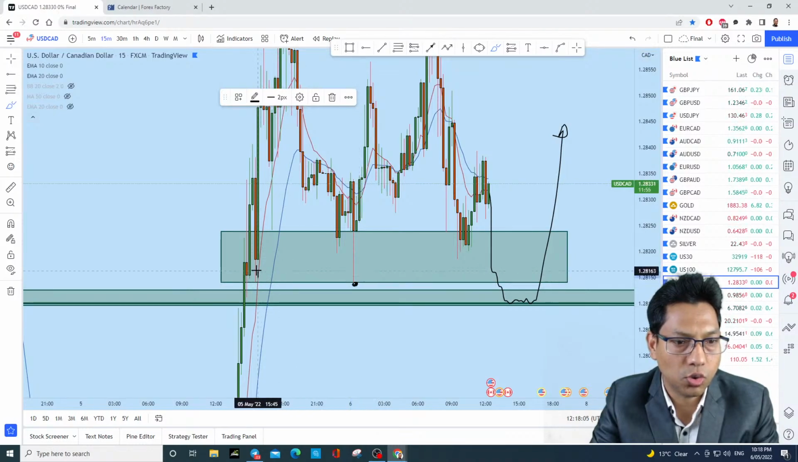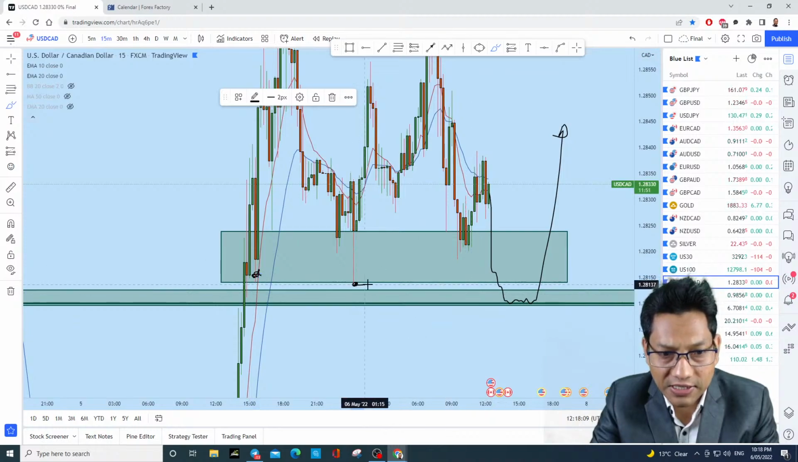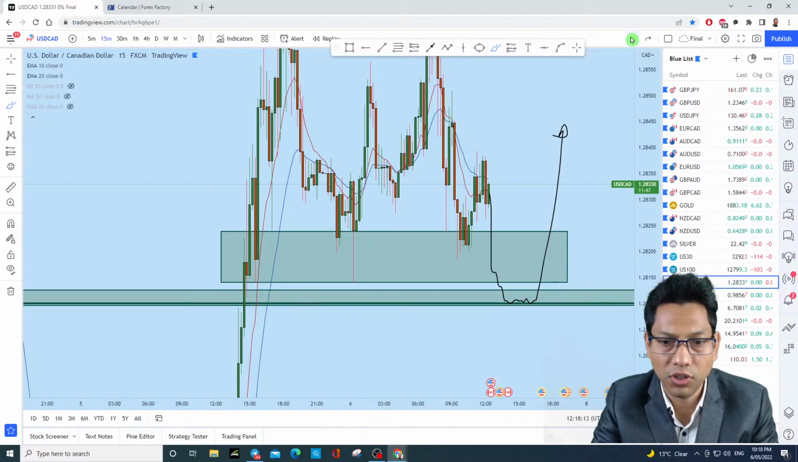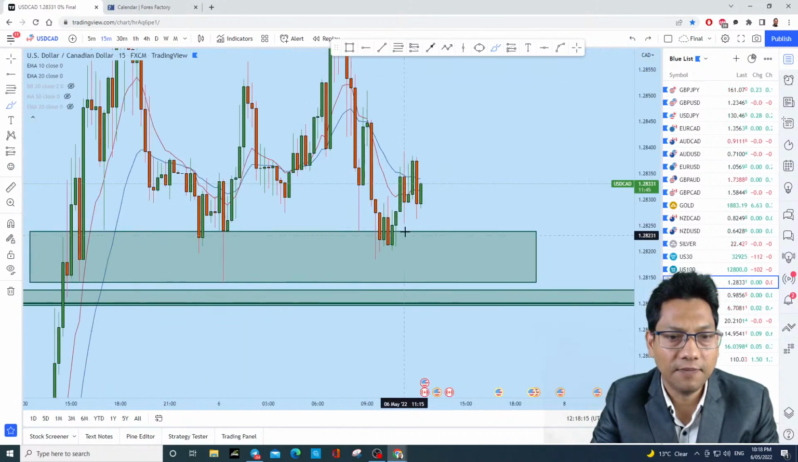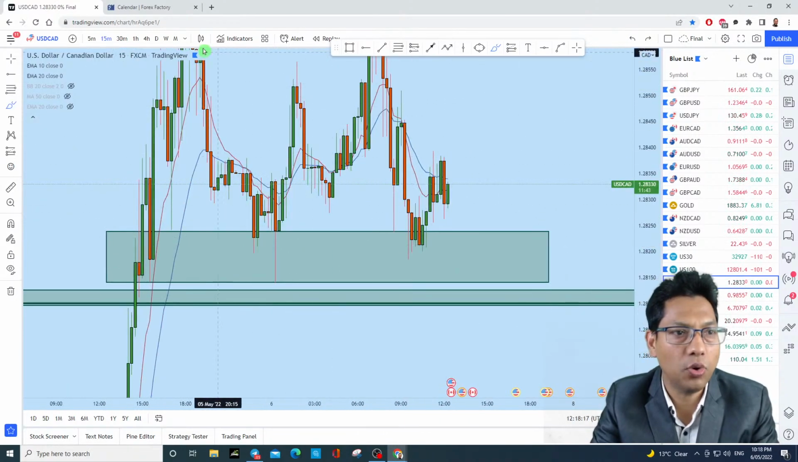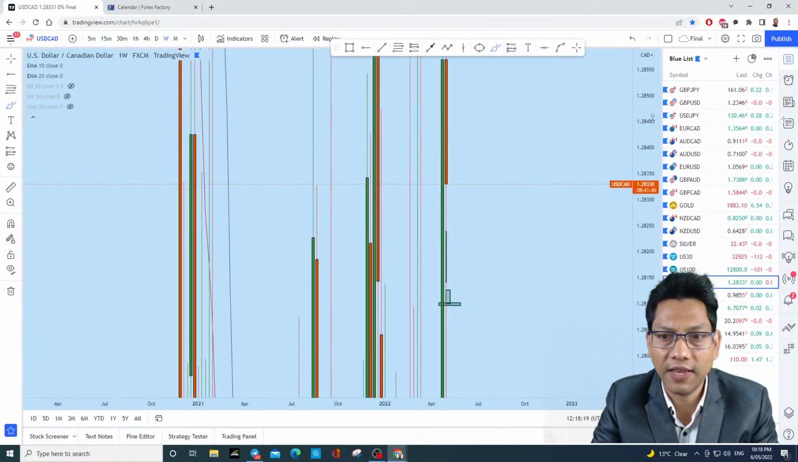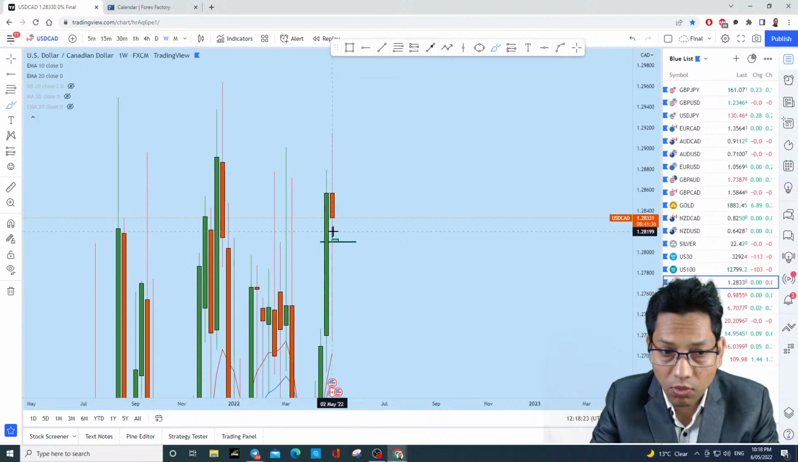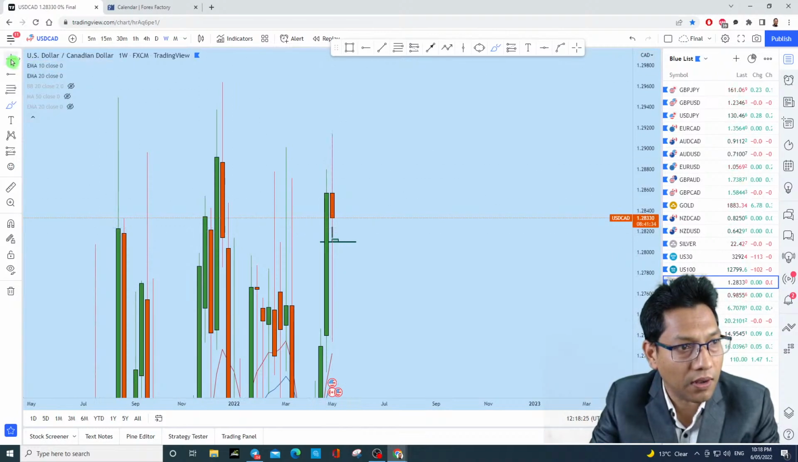There is also a wickless candle here, support, and if this level is broken, that could be a nice buy for USD CAD. And I think that today is the last day of the trading week, right? Go to the weekly, what might happen. I think you know what will happen, not 100% sure, but high probability.